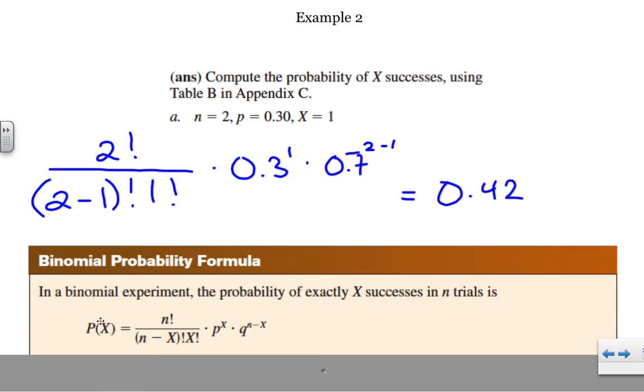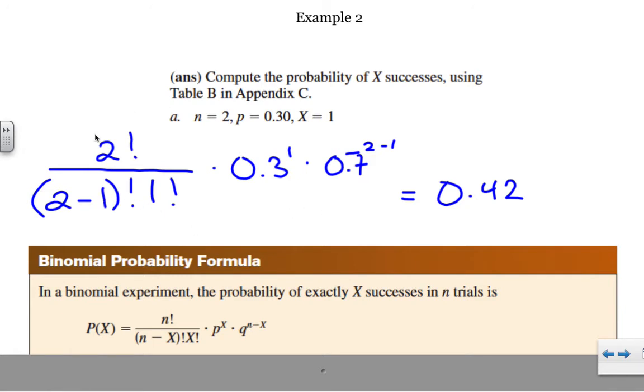So the probability of x is n factorial over n minus x factorial times x factorial. That formula should look familiar. I'm not going to talk about it here, but if you can find the one that it looks like, it will make your life a little bit easier. Times p to the x, so the probability of success to the x, times q to the n minus x, the probability of failure to the power for the other values.